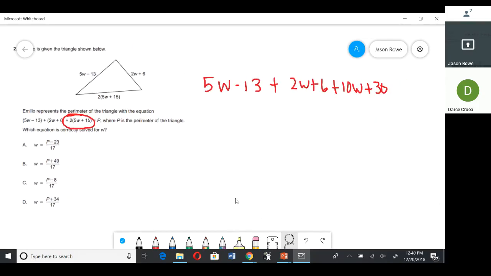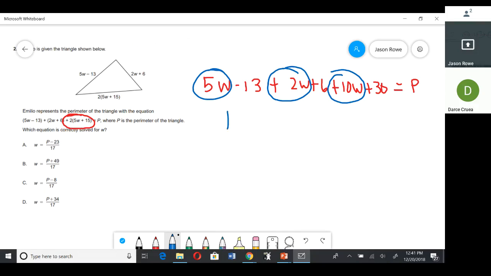So let's start with the w's since 5w is first. We want to find all of the w's and combine them. I usually do what he's doing and circle them to make sure that you get them all. So 5w plus 2w plus 10w gives us what? 17w. 17 w's. Okay. And then you take the constants.